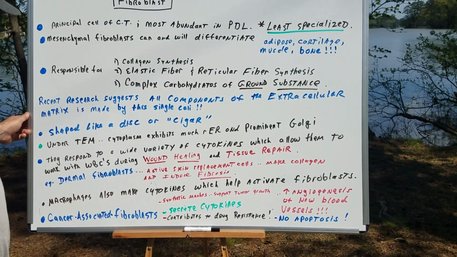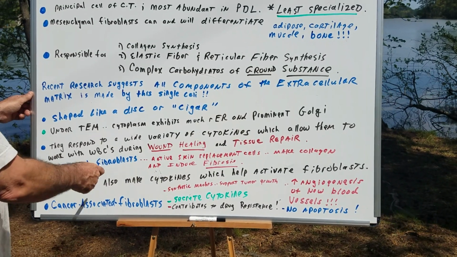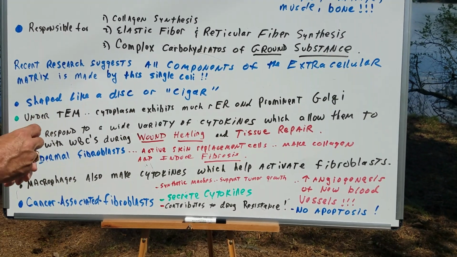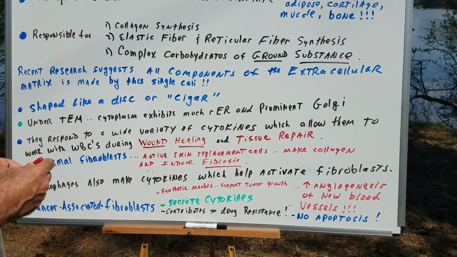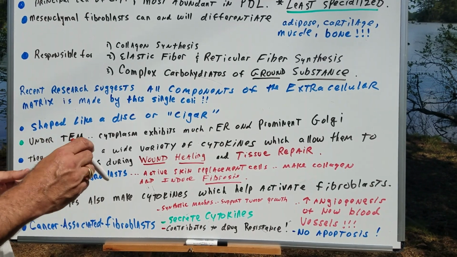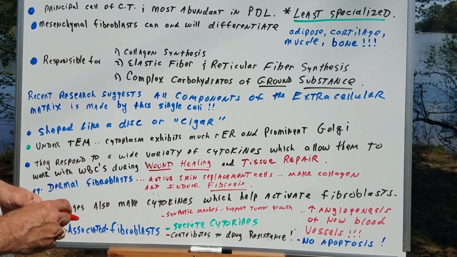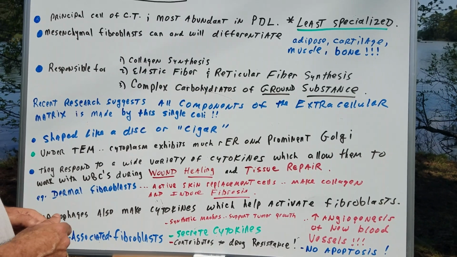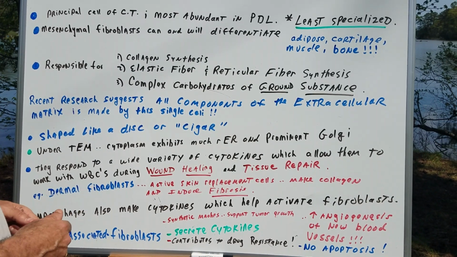I'll give you a good example of what I mean by tissue repair. Dermal fibroblasts are involved with active skin replacement cells. They act as active skin replacement cells, and they make collagen. Collagen, as you know, could induce fibrosis. Macrophages also make cytokines, which help activate the fibroblasts.